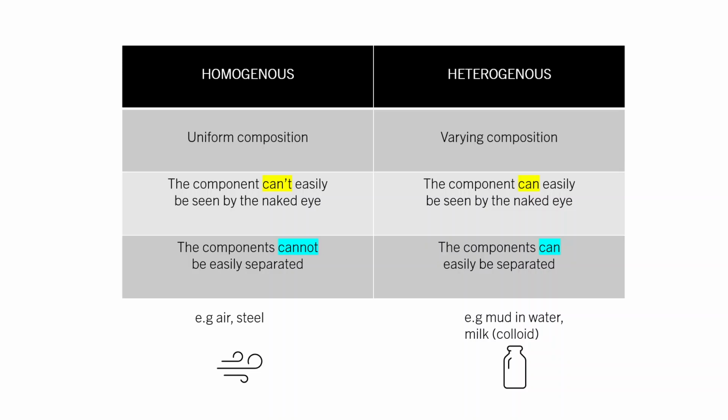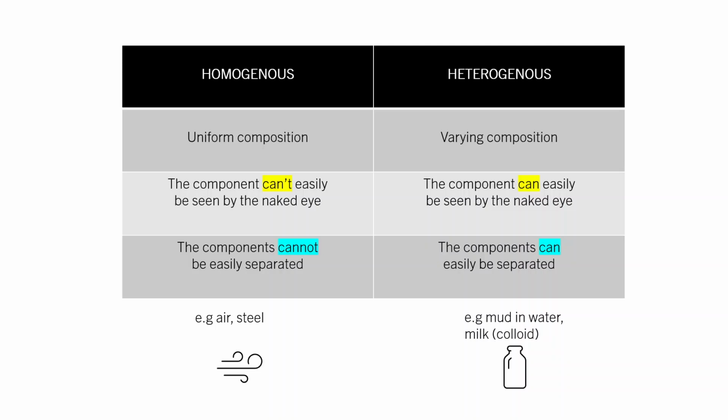So you'll be able to see, okay, there's the water and there's the mud settled. Do you understand? And lastly, we would see for a homogeneous mixture, the compounds cannot be easily separated. And for heterogeneous, the compounds can easily be separated. Now, if you go back to the sugar and water, you can't just pour out the water from the sugar anymore because it's already dissolved, right?